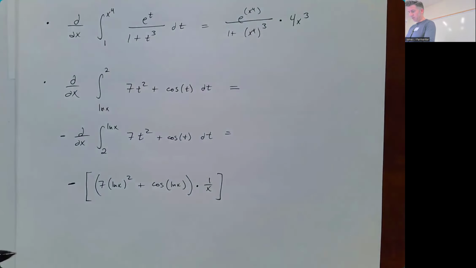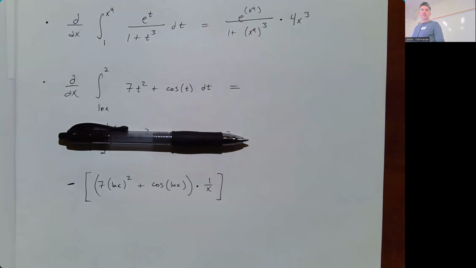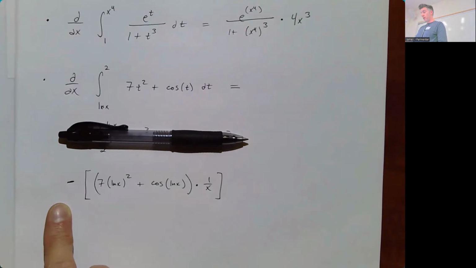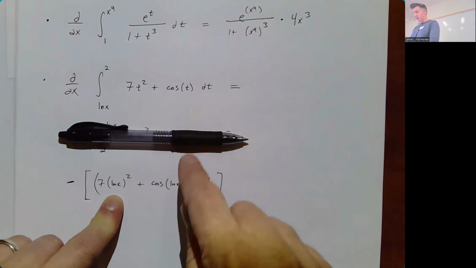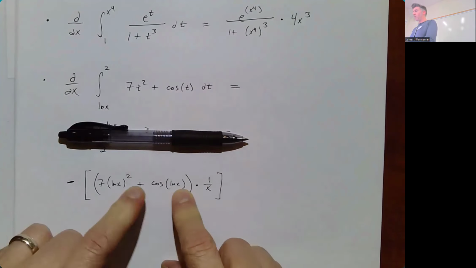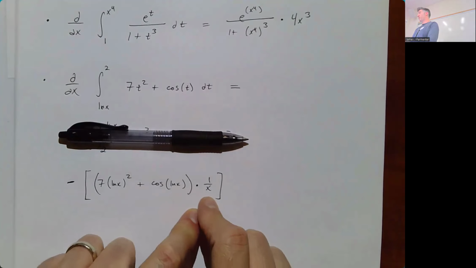You could skip writing that part there and just go, oh yeah, the natural log of x is on the bottom, so we now get a negative, and then it's just the same usual thing. You plug in whatever your function of x is for every t, and then at the end of the day, you multiply by the derivative of your function of x, which is 1 over x.